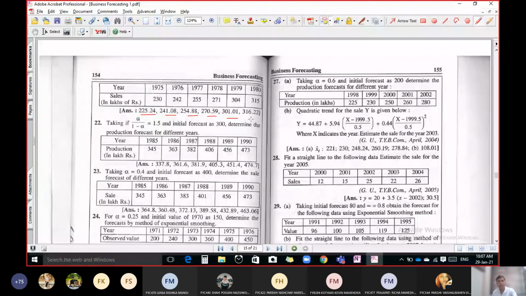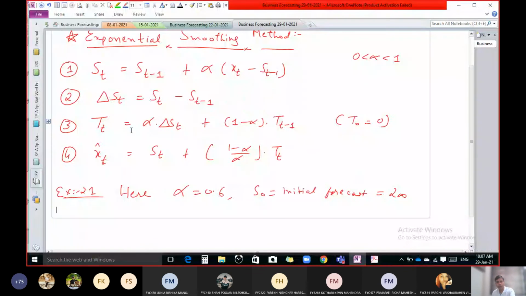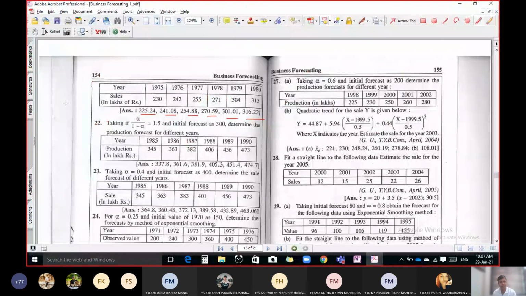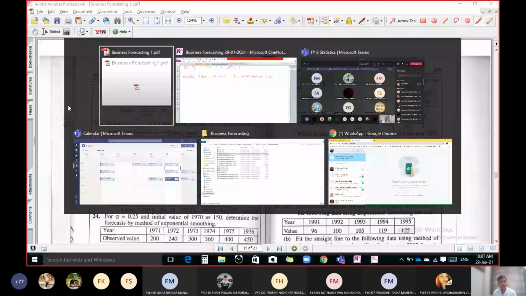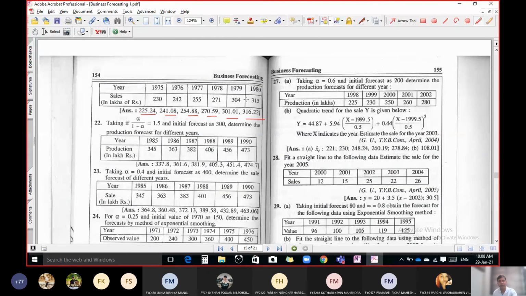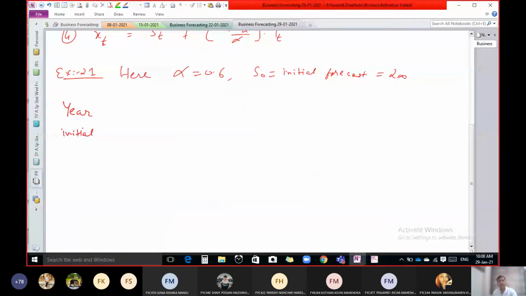So let us start. Here first of all you have to prepare the table. According to this particular method, you have to prepare 6 columns in the table. First, that is year. Here you have to write the initial year first of all, and then after that you have to write the given years, 1975 to 1980.